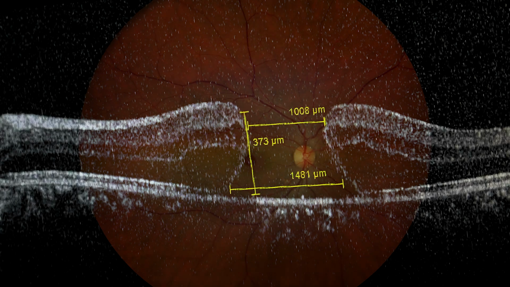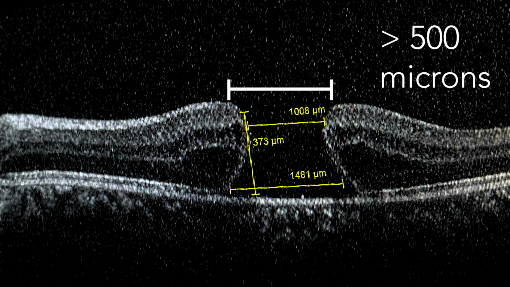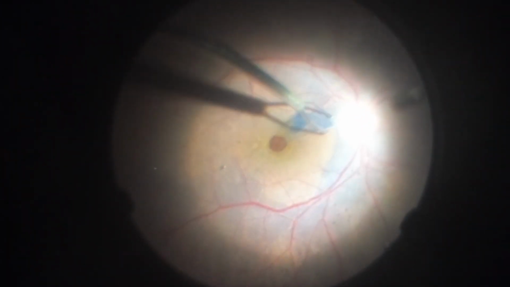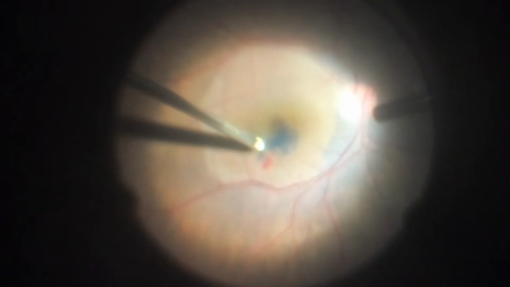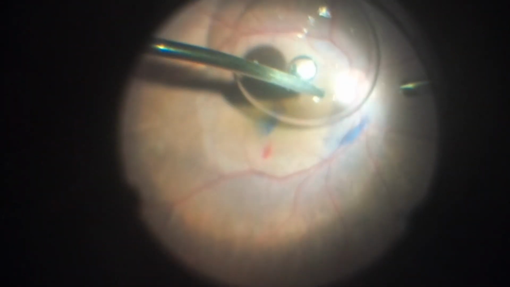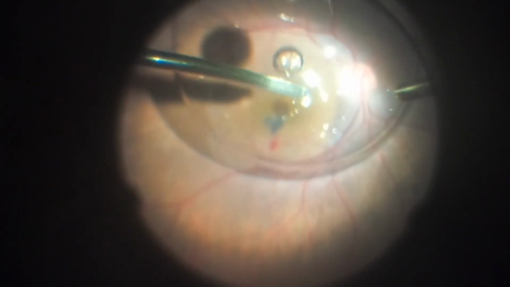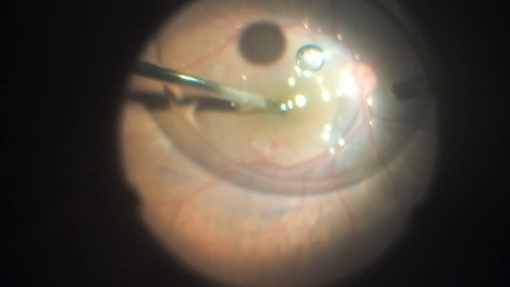Inverted ILM flap. For large macular holes, typically with the apical diameter of more than 500 microns, an inverted ILM flap can be used. The ILM is peeled, leaving it attached to the edge of the macular hole. It is then trimmed to appropriate size. A small bubble of PFCL is injected on the posterior pole to prevent flap dislodgement, and then the flap is carefully placed in the macular hole.